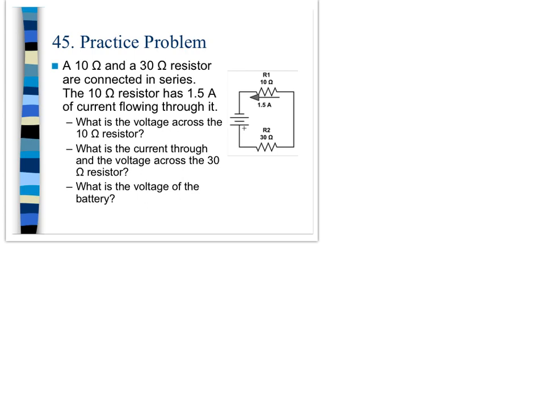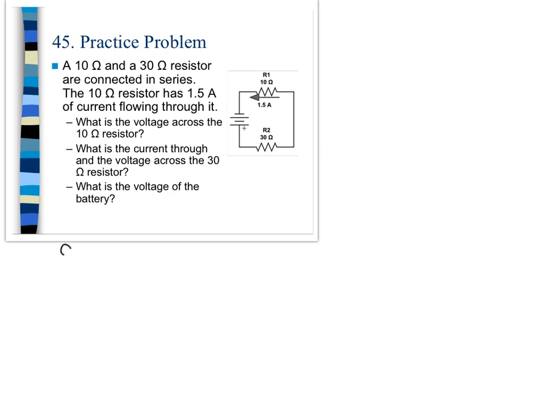All right, we're going to do one more problem with series circuits. So I see I have another circuit here with 2 resistors in series, and this time I'm not given the same information. What I am told is the resistance of each one, and I know that 1.5 amps of current is going through that first resistor. So the first question is, what is the voltage across that 10 ohm resistor?